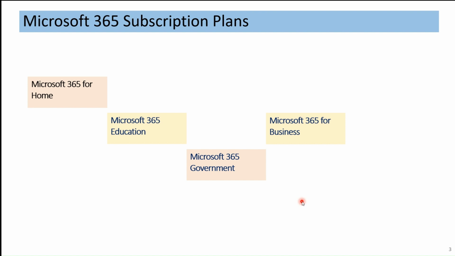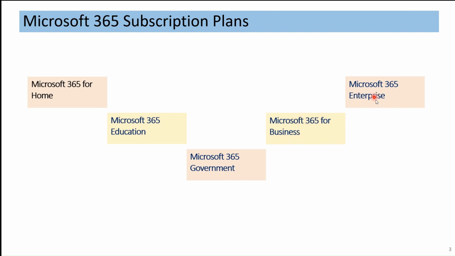Then the fourth plan is Microsoft 365 for business. This is designed for small and medium sized organizations that have up to 300 employees, and it has a four subscription plan. This plan is very popular and available for you to use. But as the name suggests, this plan has limited reachability. So if you have a small business, then you can use this plan.